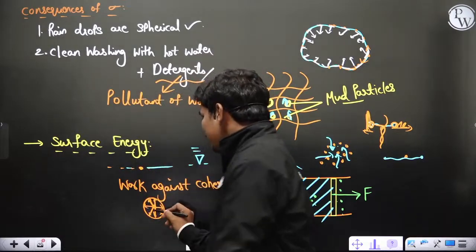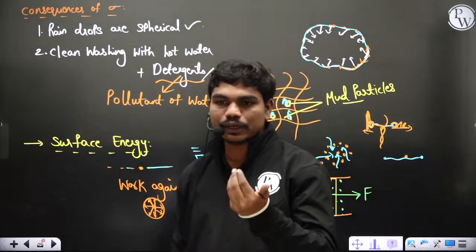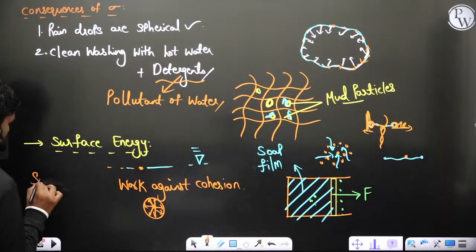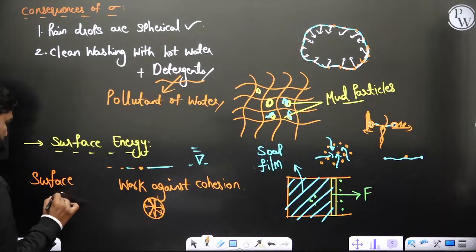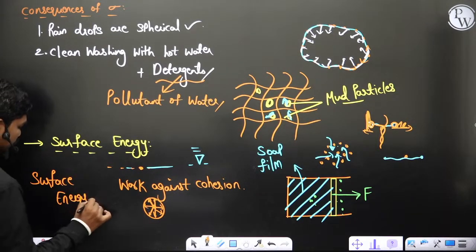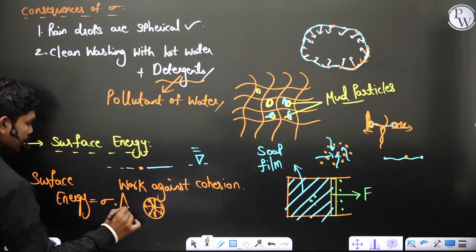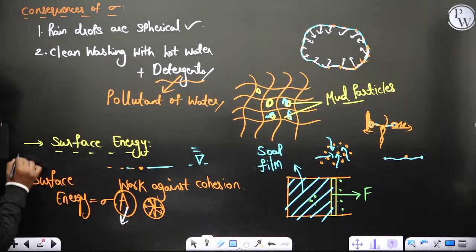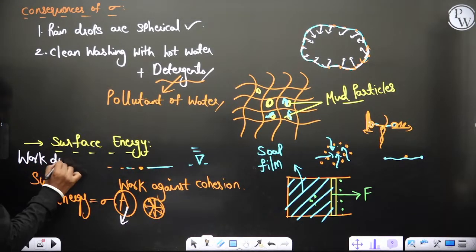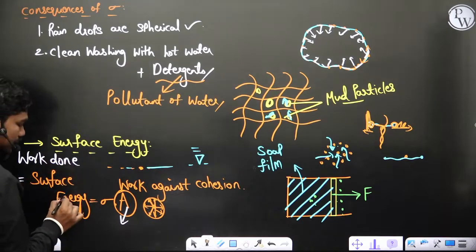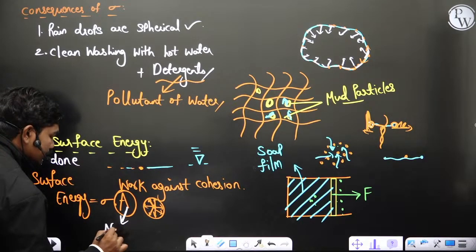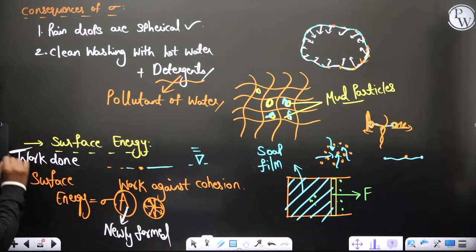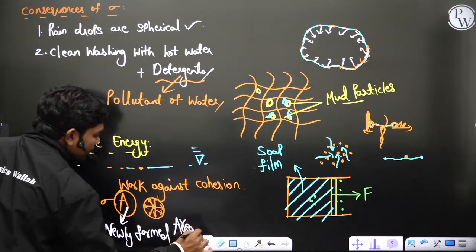Likewise, in shifting this molecule from here to here and forming a certain new surface, we have something called the surface energy. This surface energy is equal to sigma into A, where A is the newly formed area because of doing this work. Work done is equal to surface energy, which is mathematically sigma into A, where A is the newly formed area because of doing this much amount of work.